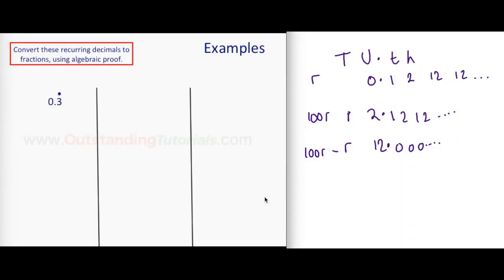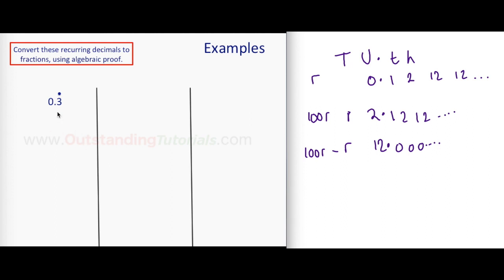Okay, let's look at some more examples then. So 0.3 recurring. Now also, let's look at the question here. Convert these recurring decimals to fractions using algebraic proof. This is another way to describe this topic, and you could be asked in the exam to do this using these words. Using algebraic proof. It's another way of describing what this process is.